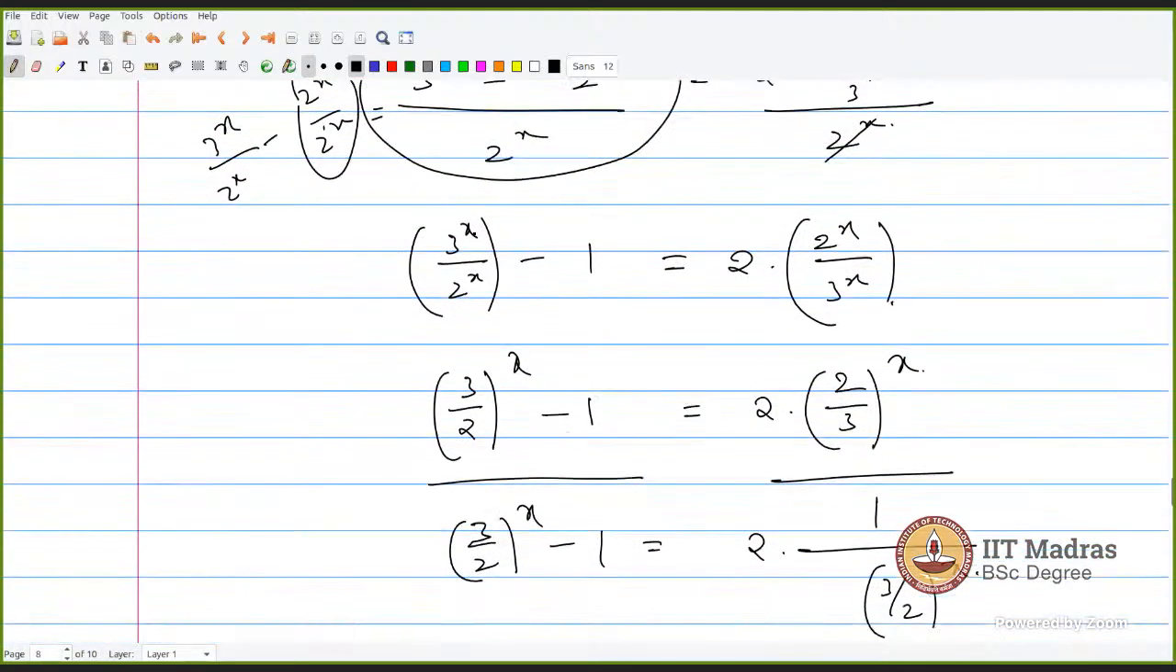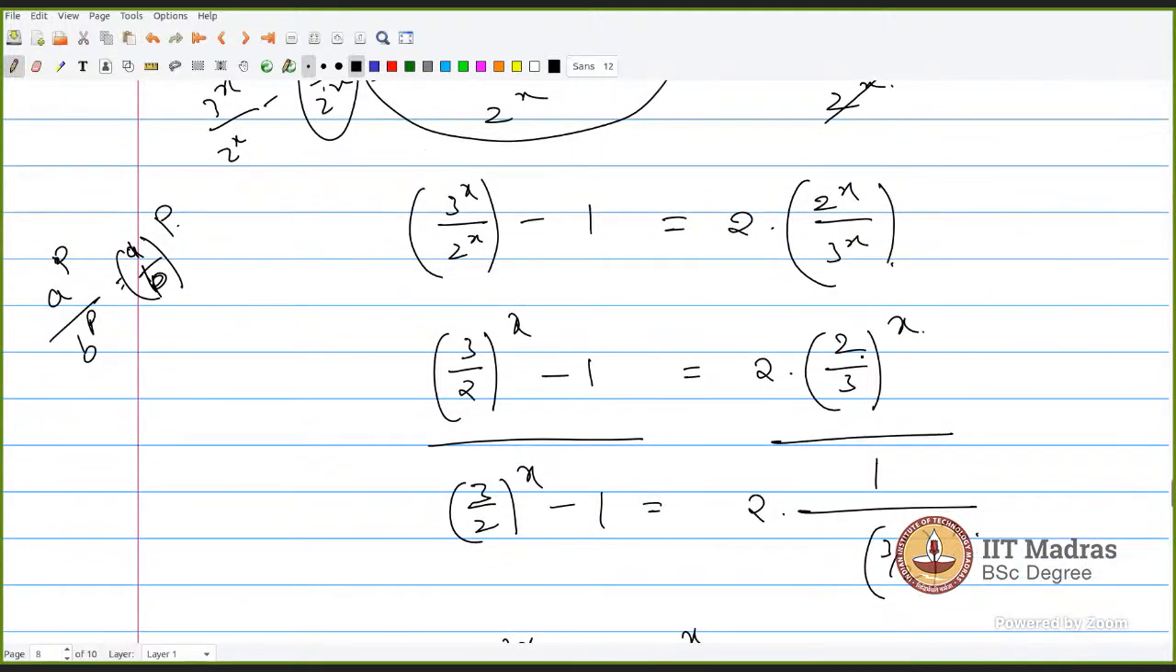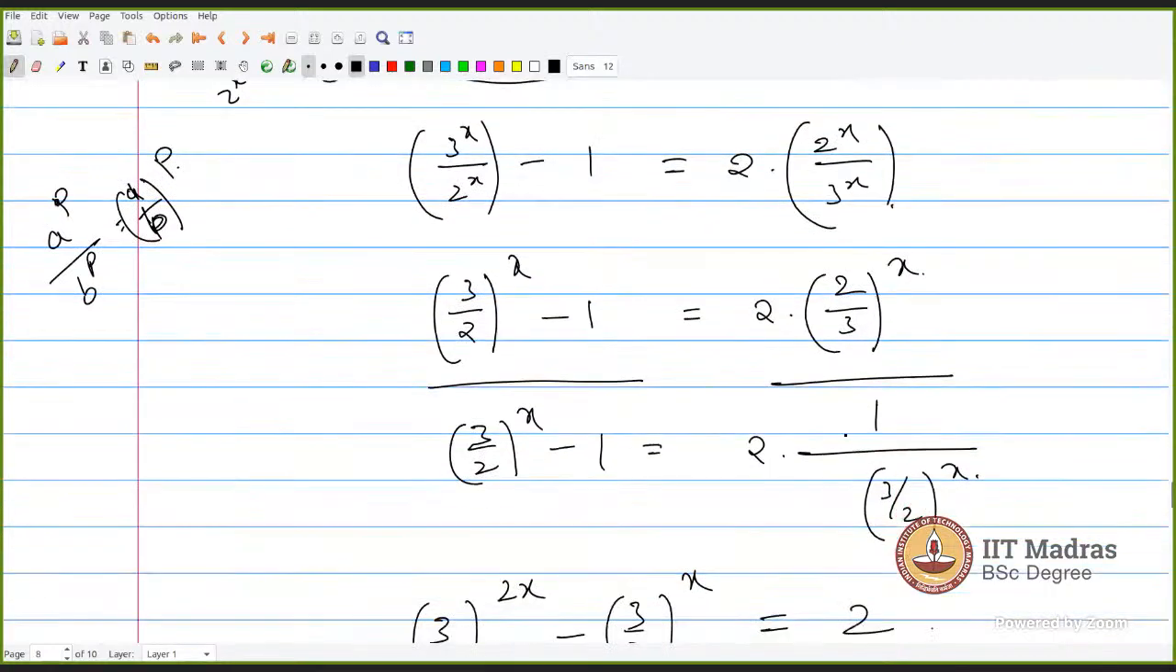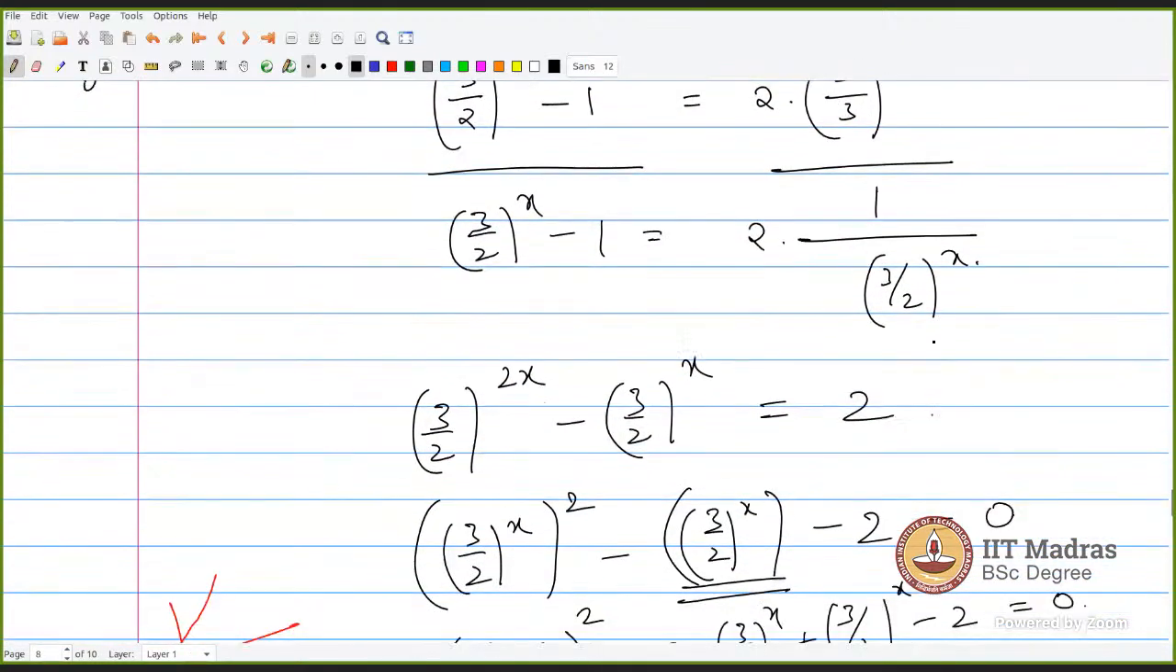Now this 3 power x by 2 power x, I can write it as, you know this, right? a power p by b power p can be written as a by b whole power p. So 3 power x by 2 power x is 3 by 2 whole power x. Here also 2 power x by 3 power x I can write as 2 by 3 whole power x, and this 2 by 3 whole power x I can write as 1 by 3 by 2 whole power x. Once I write it, I just multiply this 3 by 2 whole power x to the left hand side.